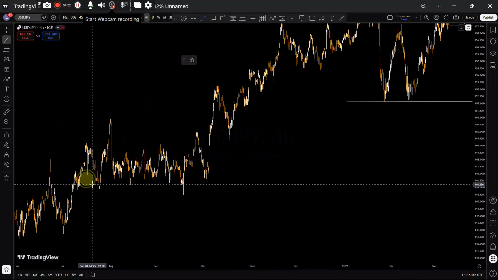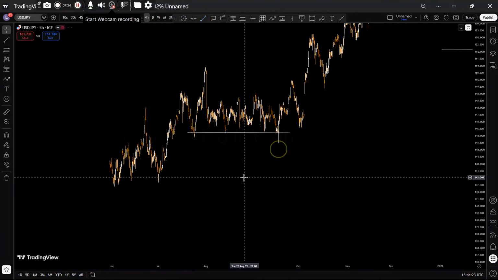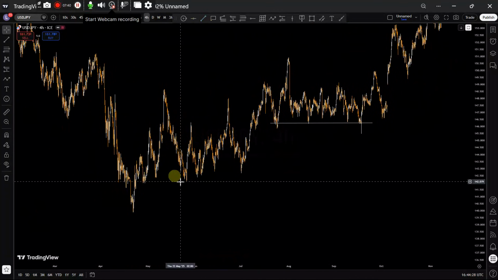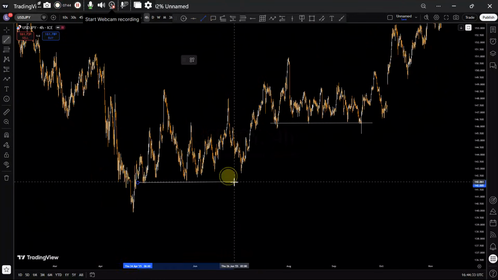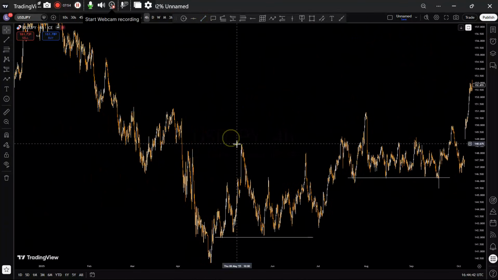See the support here. The market respected that twice. The market respected this zone twice here. Also here too, we also have here. The market respected its support zone. You always see the market coming to respect that zone. Now we also have here on the resistance side.